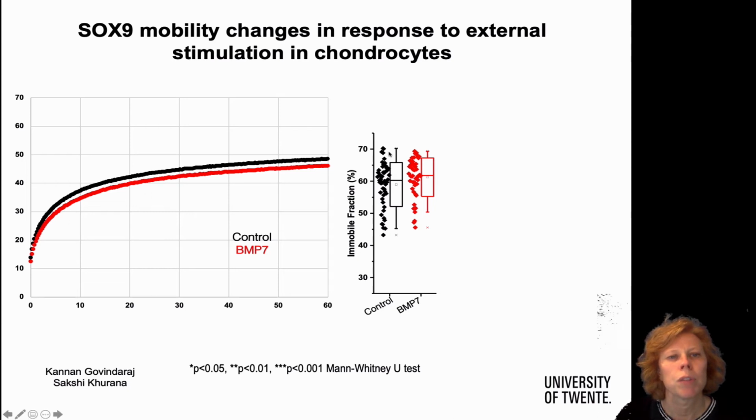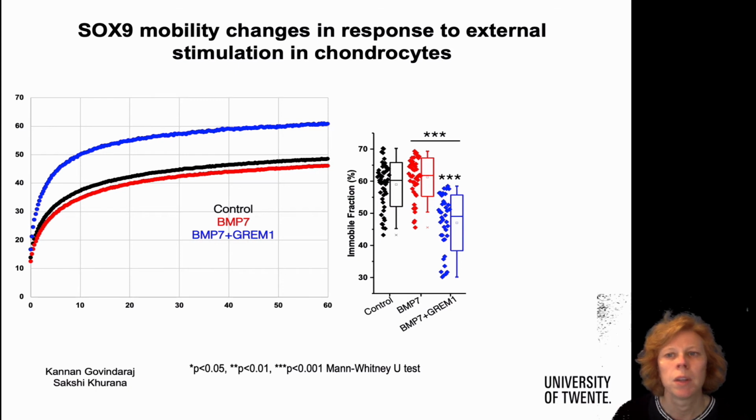Here we see recovery curves, so fluorescence recovery curves of cells in healthy chondrocytes. And the addition of the anabolic factor BMP7 in red slightly and not significantly decreases the mobility of SOX9.